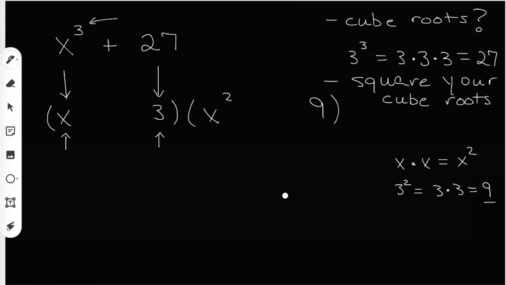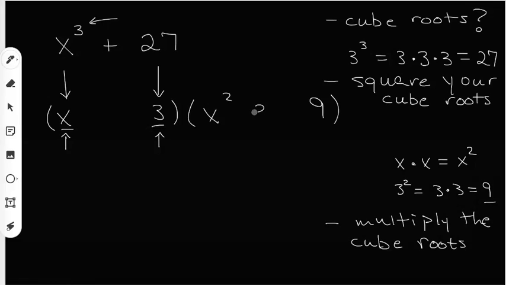For this problem, you want to leave some room in the middle because we're going to have a third term there. The way we get that is we multiply the cube roots. I'm going to take the cube roots that I just found and multiply them together. Looking at my cube roots, I have x and 3. If I multiply x times 3, I get 3x, and that's what I put in the middle right here.